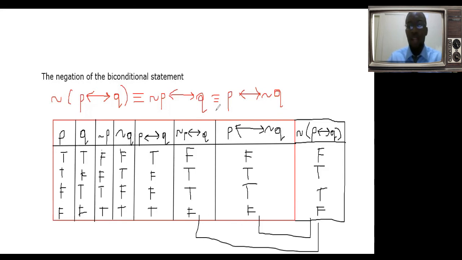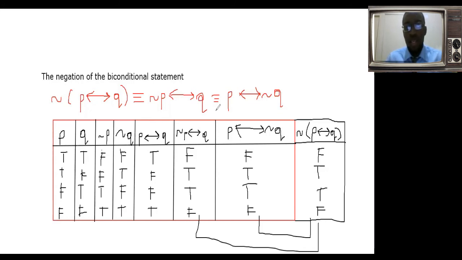All right. Now the next thing we're going to be looking at is tautology and contradiction. Now what are tautologies? Tautologies are statements that are always true. And contradictions are statements that are always false.